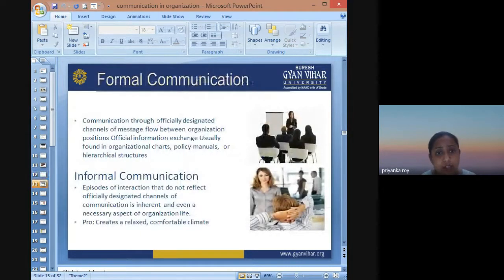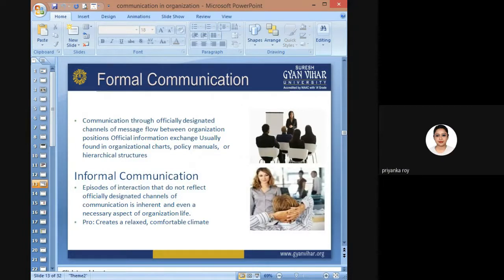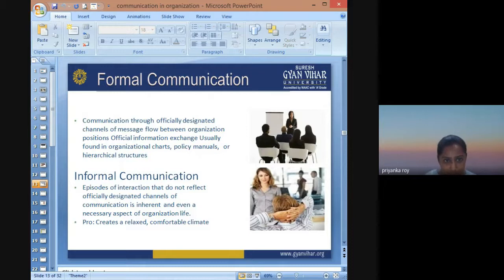Formal communication is through official designated channels, the message flow between organizational positions and official information exchange, usually found in an organization with an organization chart, policy manual, or a hierarchical structure. Informal communication is episodes of interaction that do not follow the official designated channels of communication, yet are inherent and even necessary aspects of organizational life. The pro of that is that it creates a relaxed and comfortable atmosphere in communication.